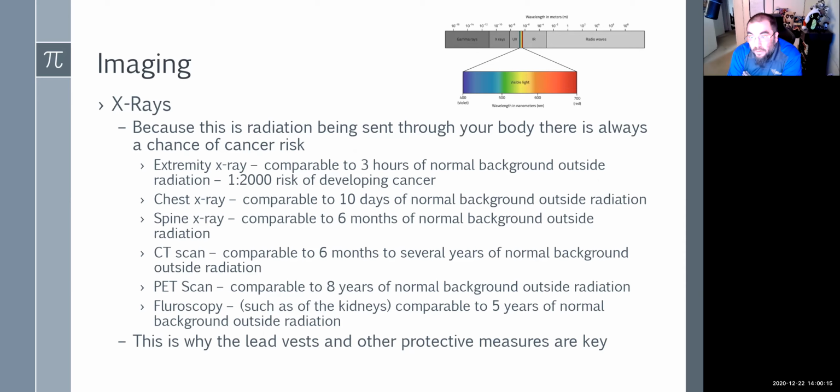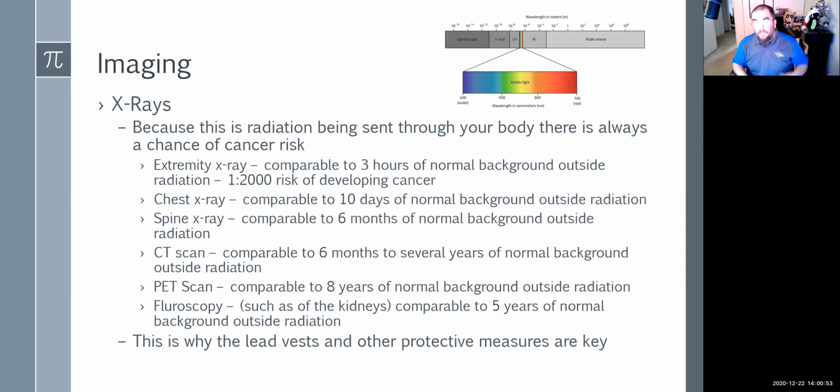They say that a flight across country is much like a chest X-ray. A chest X-ray is comparable to 10 days of normal background radiation, right? Spine X-ray, 6 months. CT, 6 months to several years, depending upon how long you're in the CT for. A PET scan, 8 years of normal background radiation, and again, not from the dye itself, but from the scan itself. And a fluoroscopy, such as of the kidneys, is comparable to 5 years of normal background radiation. So as you see, the higher you go up on the imaging scale, the greater the chance you have of developing cancer because those risks get higher.